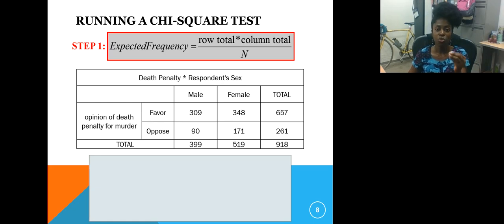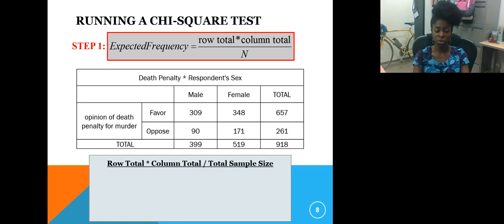So this is a contingency table. We can see that 309 men favored, 348 females favored, right? The total of people who favored, 657. How many people are female in this sample? 519. How many people total are in this sample? 918, right? So now that we understand the content, what we're using to calculate our expected frequencies, because we're very familiar with contingency tables now, lecture 3, we can now calculate.